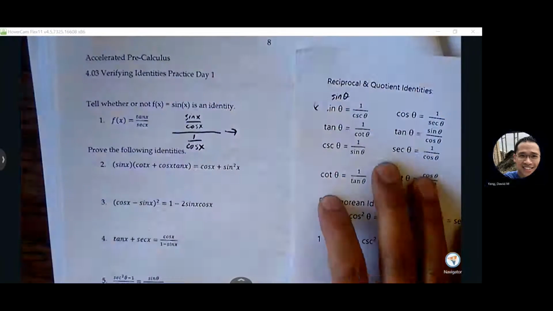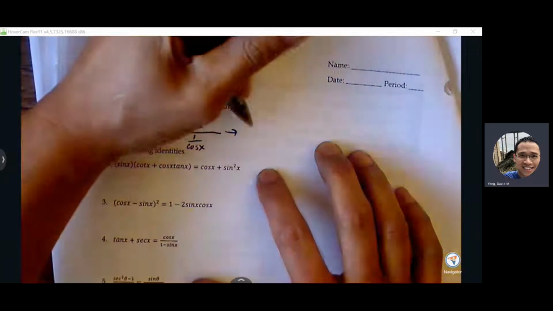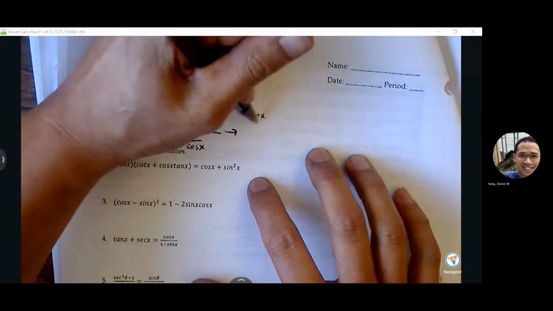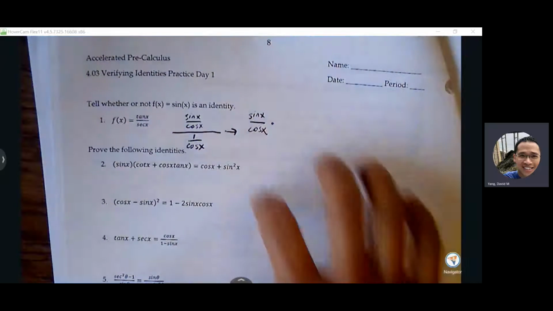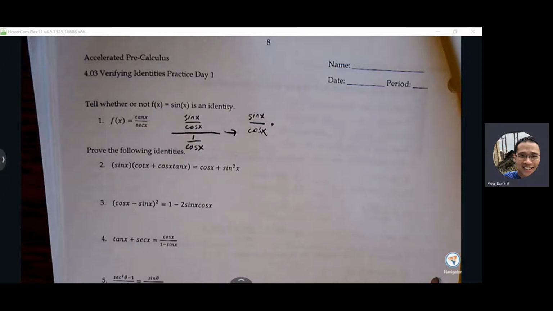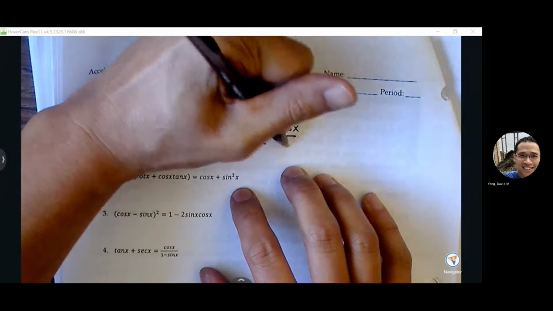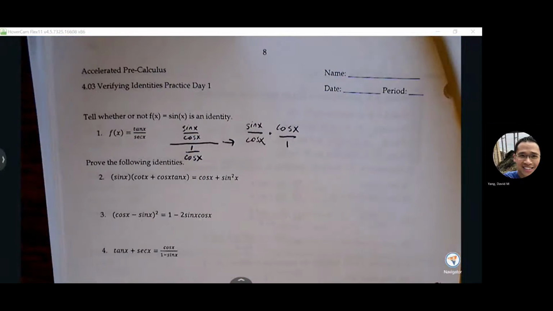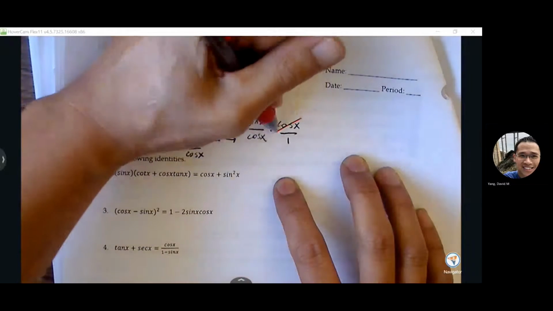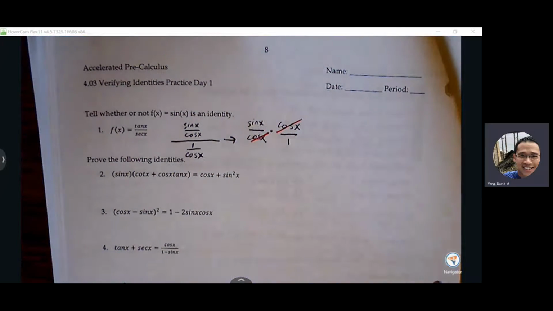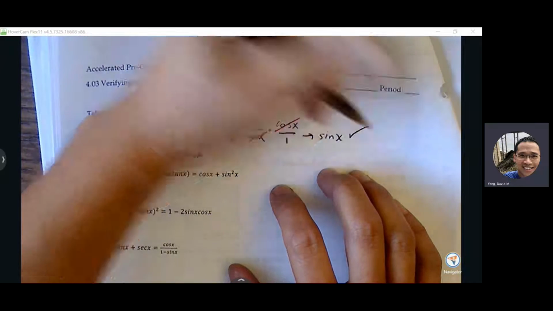Okay, so keep the sine over cosine. We'll flip that one over cosine to the top. So dividing a fraction, let's multiply. And that goes away. So sine is an identity because this does clean up to be sine.